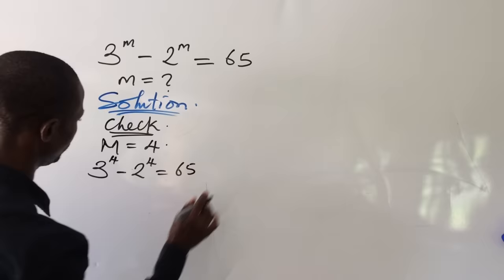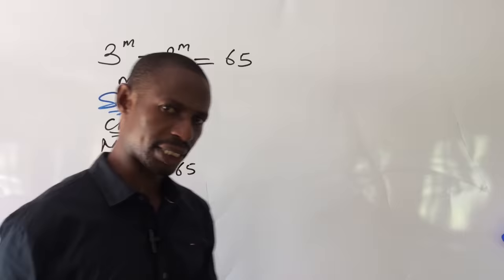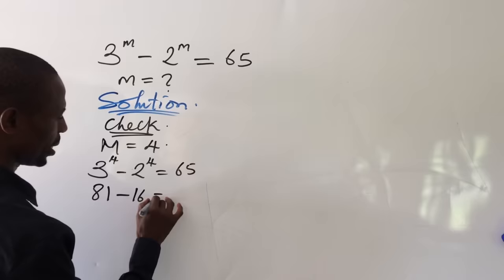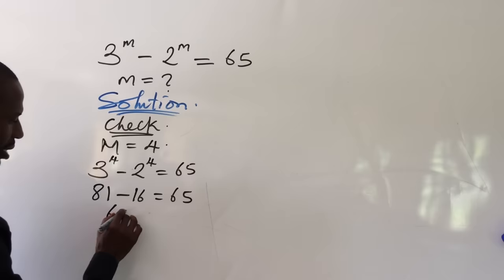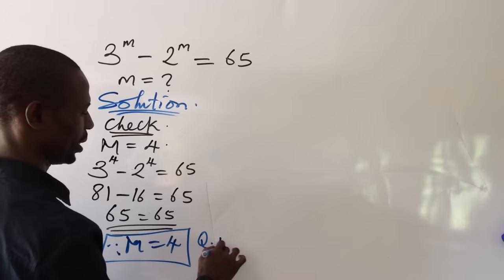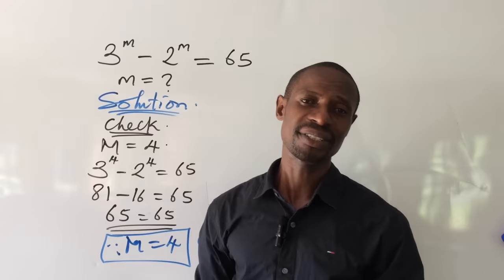That is 3 times 3 times 3 times 3, four places. And that will give us what? 81. Then minus 2 to the power of 4 means 2 times 2 times 2 times 2. That will give us 16. Equal to 65. Then 16 from 81 will give us what? 65, which is equal to 65. So this shows that the value of m, which we solved for to be 4, is correct. QED.